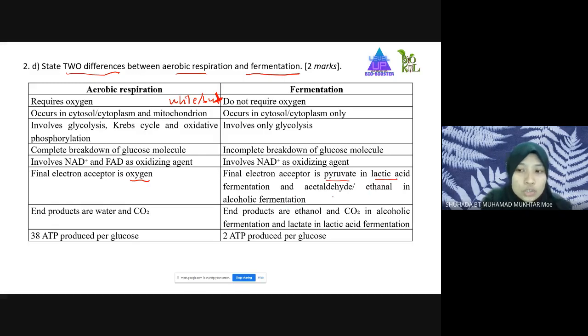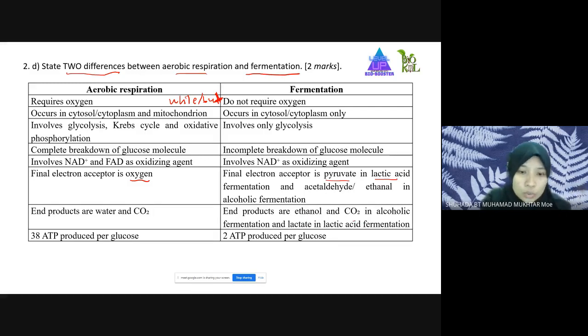Okay, so ni kena mention dua-dua. Kena mention dua-dua sebab ada dua fermentation kan. Okay, and then next ialah end product for aerobic respiration are water and carbon dioxide, and fermentation also you need to mention untuk alcoholic fermentation and lactic acid fermentation.